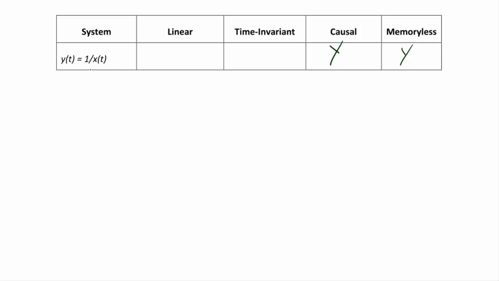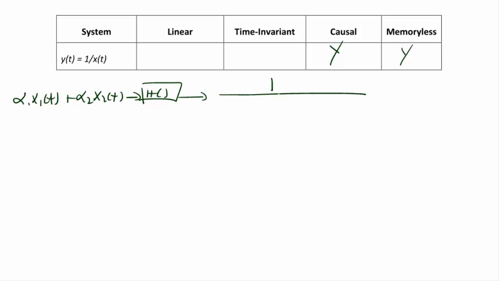The function states that when input is x of t, the output is the reciprocal or the inverse of the input. So if the input is alpha 1, x1 of t, plus alpha 2, x2 of t, and we send it through our function, h, then the output is 1 over the quantity, alpha 1, x1 of t, plus alpha 2, x2 of t, and this equals z1 of t.